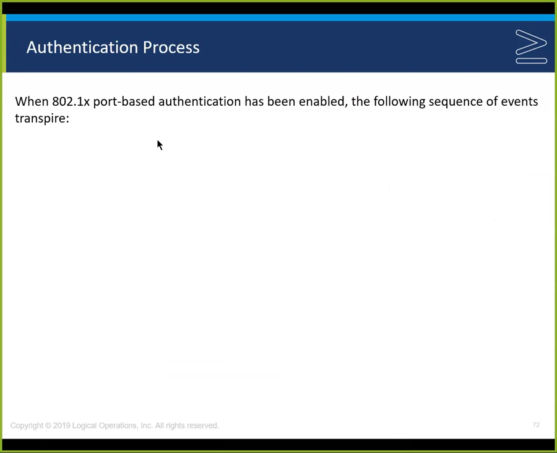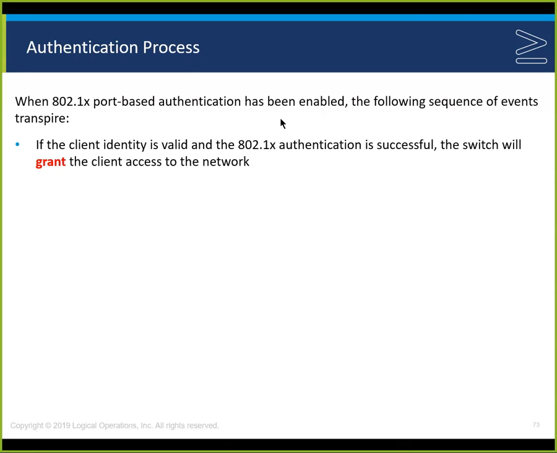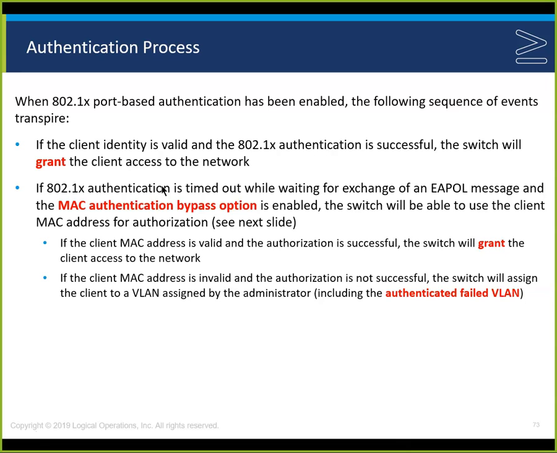The authentication process, once authentication has been enabled, follows this sequence: if the client identity is valid and the 802.1x authentication is successful, the switch will grant the client access to the network. If authentication times out while waiting for the exchange of messages and the MAC authentication bypass option is enabled, the switch will be able to use the client MAC address. So there's a number of things. I've got a flow chart here in a few minutes to look at the possibilities.